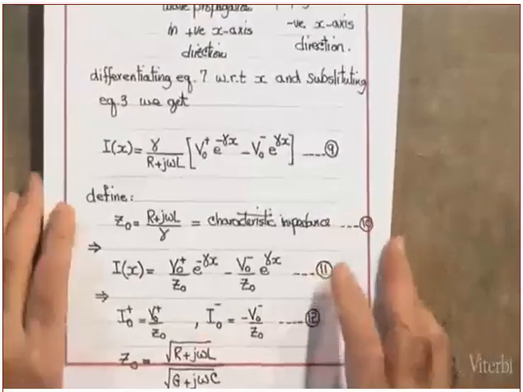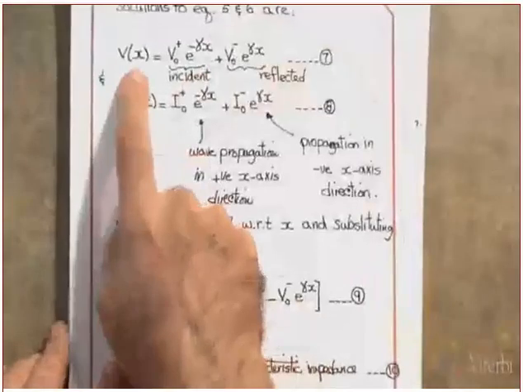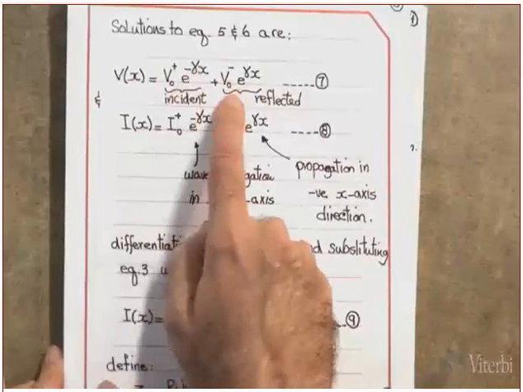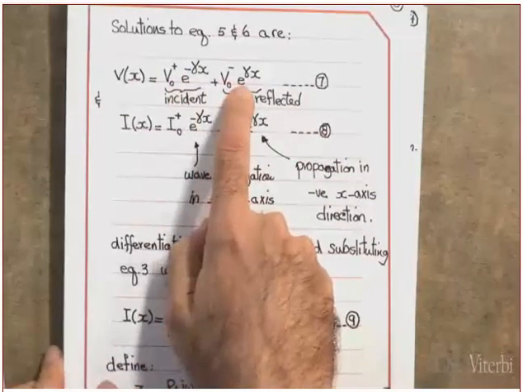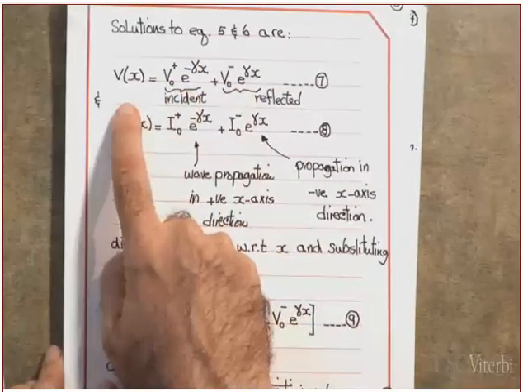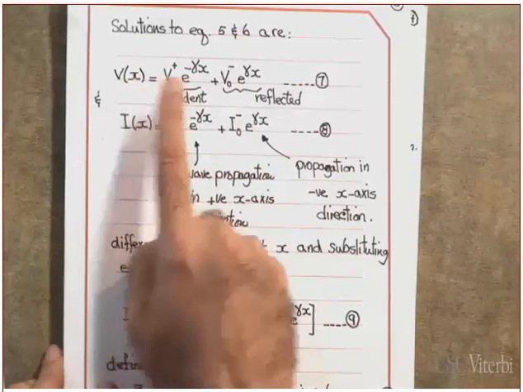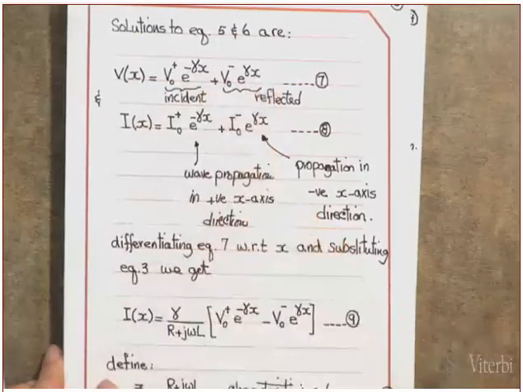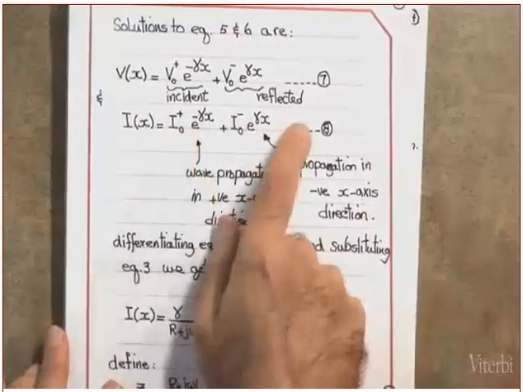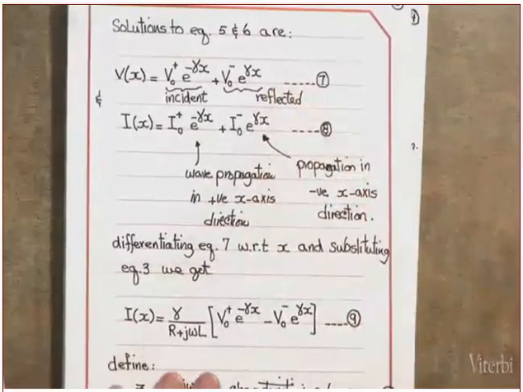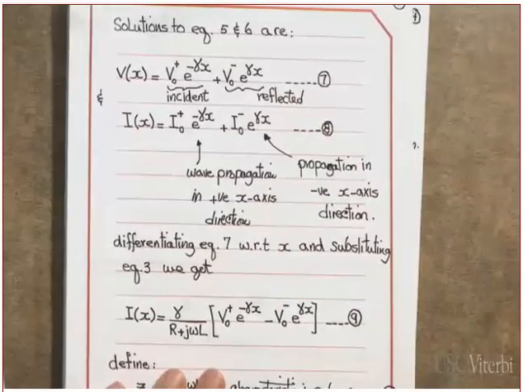Okay, let's see if you can help me. So we ended up with the solution to this differential equation, and the solution was of the following form: V(x) equals V0 plus e to the minus gamma x plus V0 minus e to the gamma x. What do we see? The voltage at any point on the line is the combination of two components. One of them is the incident component in the direction of positive x. The other one is in the direction of negative x. Clear?